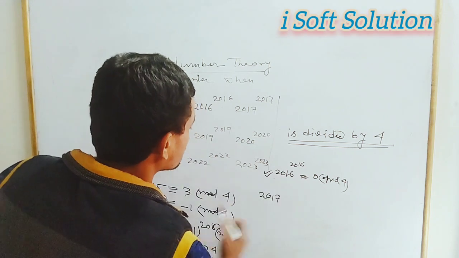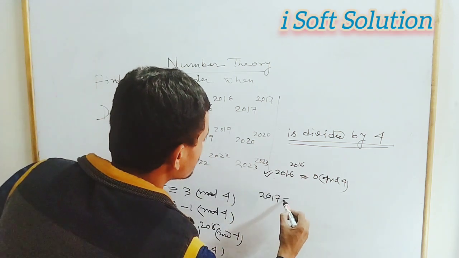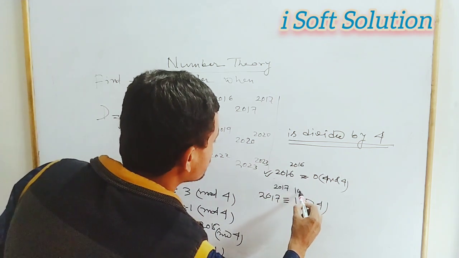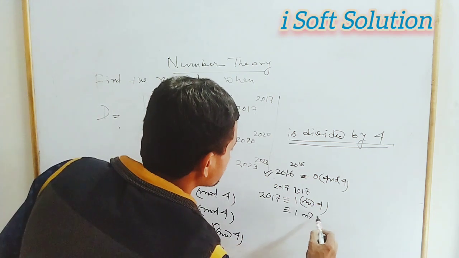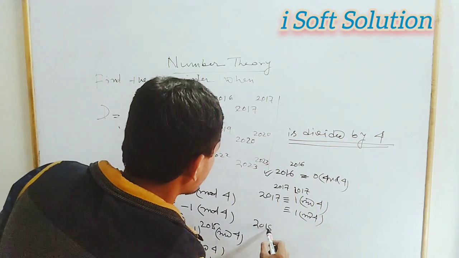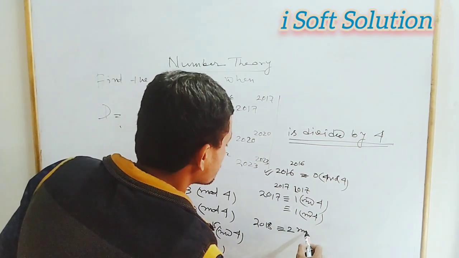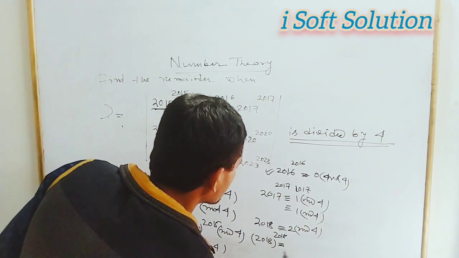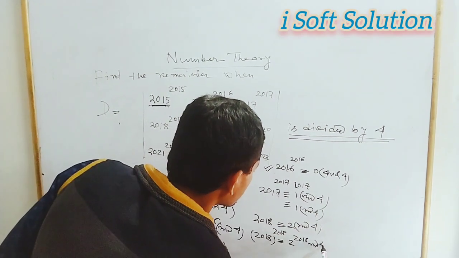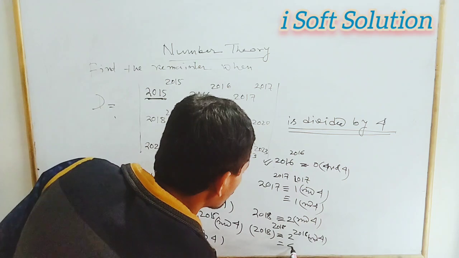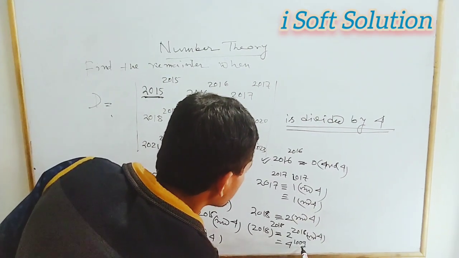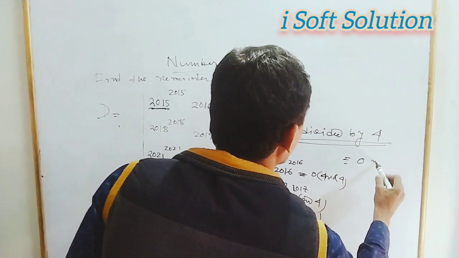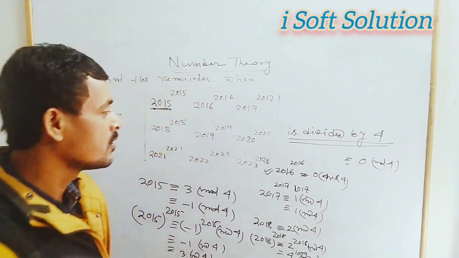Again, 2017 is congruent to 1 mod 4. Hence 2017 to the power 2017 will yield 1 mod 4. Similarly, 2018 is congruent to 2 mod 4. Therefore 2018 to the power 2018 is congruent to 2 to the power 2018 mod 4, that is equal to 4 to the power 1009 mod 4. That is equal to 0 mod 4, because if we divide 4 to the power something by 4, we have remainder 0.